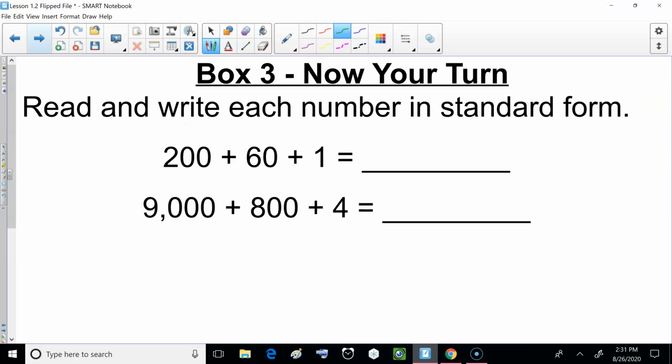Now that you've finished those, we're going to do the same thing. It's some more turns to practice this. Read and write each number now in standard form. So now you can pause the video again, write them out from expanded form, and put them in standard form. Remember, if you're not sure what standard form is, go back to the notes we took earlier in this lesson to use as a reference.